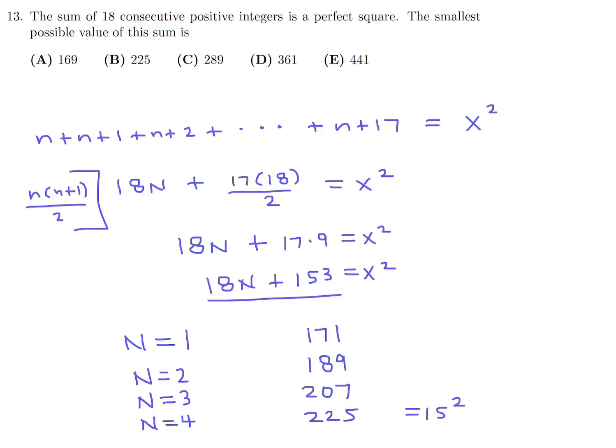All right? So therefore, this is our value, and that's the lowest one because I was doing it in increasing order. So I'm doing that to get the smallest possible sum. So 225 is the smallest possible sum that you can get with 18 consecutive positive integers that makes the sum a perfect square. So the answer is B.